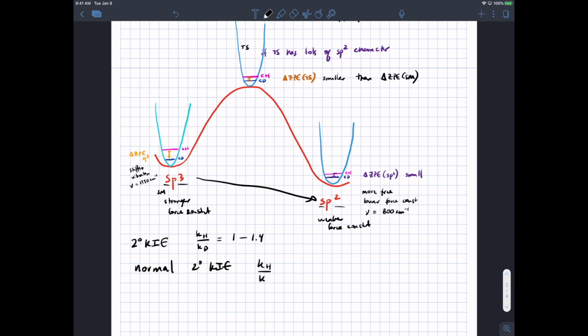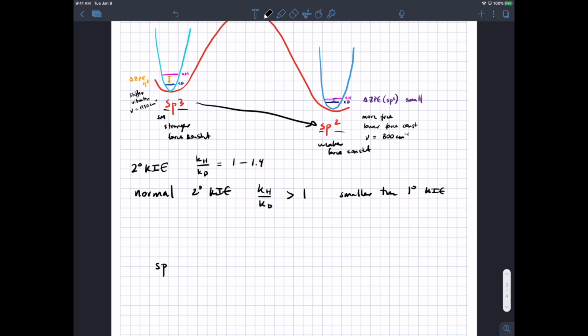Because the rate is faster for proton than it is for deuterium, but it's still smaller than a primary kinetic isotope effect. Now, if you did a reaction, let's consider, oh, we're out of time. So consider while you think over the next couple days, what kind of an effect should you observe if you go from an sp2 hybridized carbon to an sp3? All right. Fun, fun, fun. It's going to get worse before it gets better.